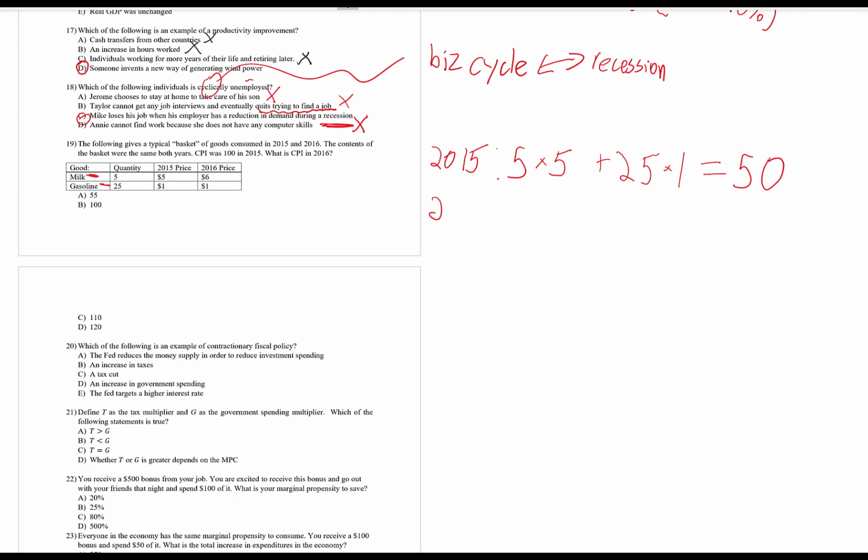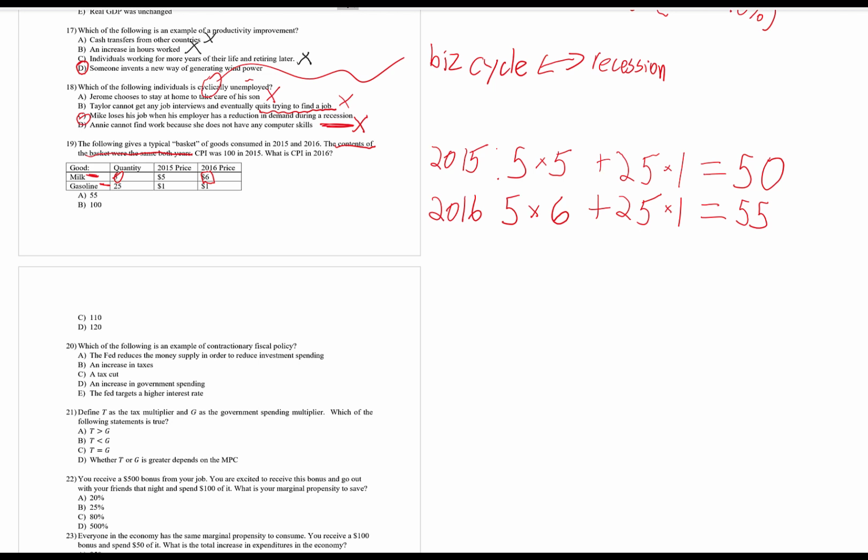How about in 2016? 2016, notice the contents of the basket were the same both years. So we're still consuming the same stuff, we just had the price of the goods change. So in 2016, we're still buying 5 gallons of milk, but now we have to pay $6. 5 gallons of milk times $6 per gallon. And we are still buying 25 gallons of gasoline, and the price is still $1 per gallon. So that means now the cost of our basket is $30 plus $25, so $55.